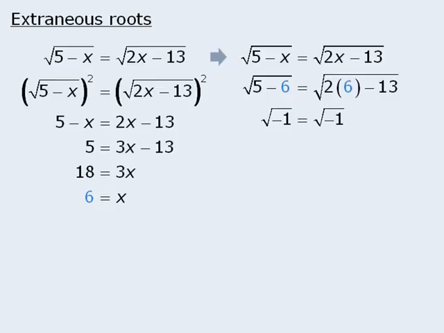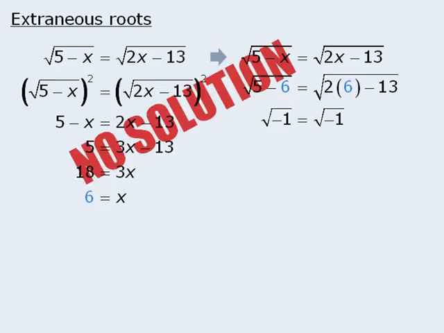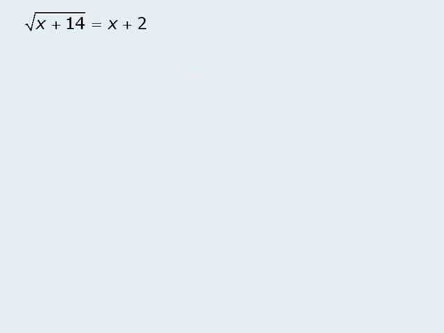Since the square root of negative 1 has no defined value, we cannot say that the left-hand side equals the right-hand side here. As such, x equals 6 is an extraneous root, which means there is no solution to this equation. Let's try another question.